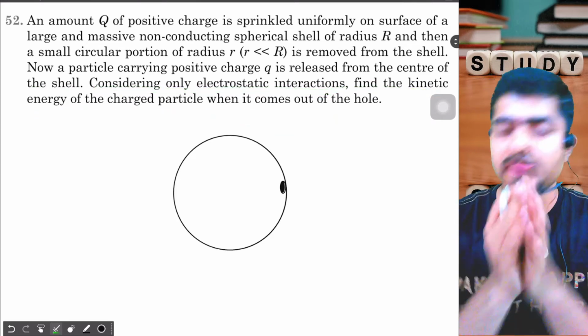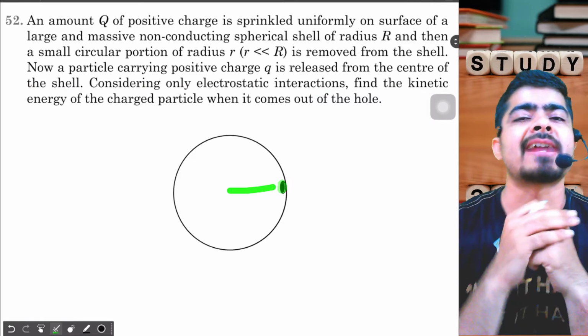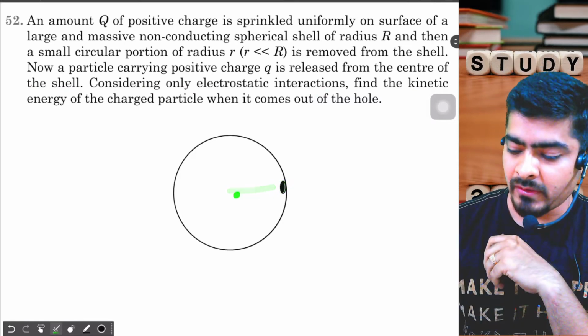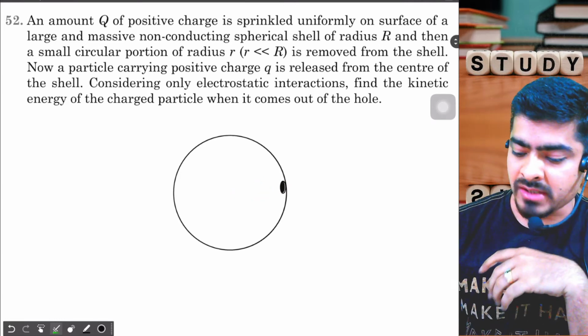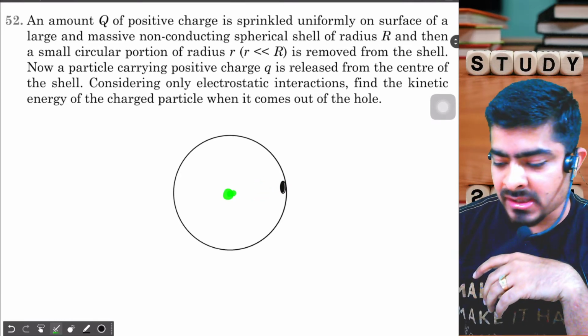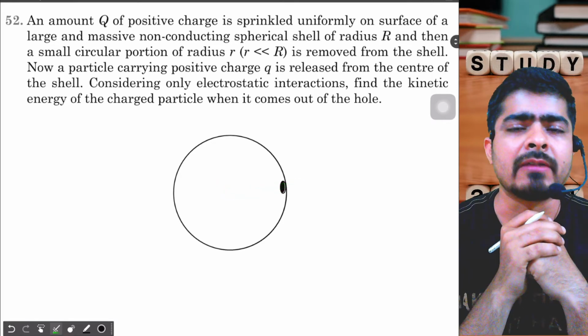Okay, so now see, because there is a hole, the electric field inside the shell will not be zero. There will be some electric field present which will be directed towards the hole. So a charged particle kept at the center will accelerate towards the hole and come out. So we have to find the speed with which it will come out.